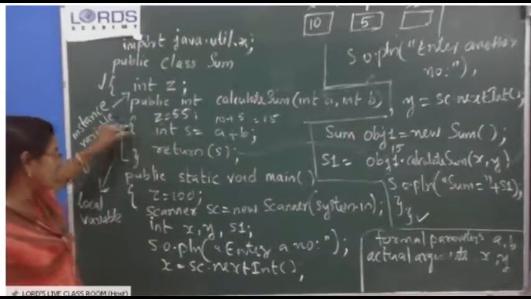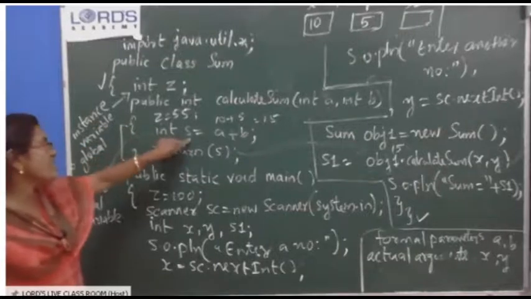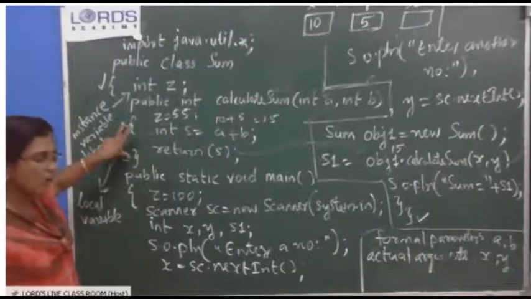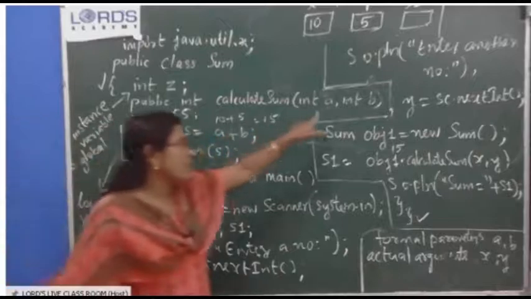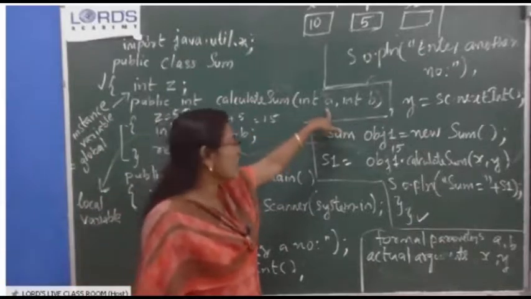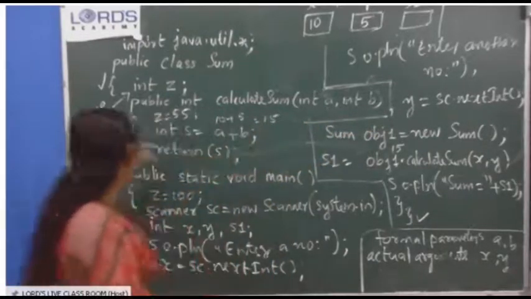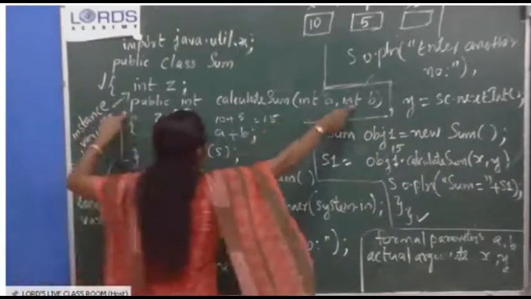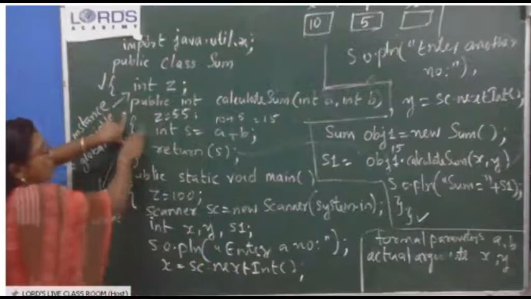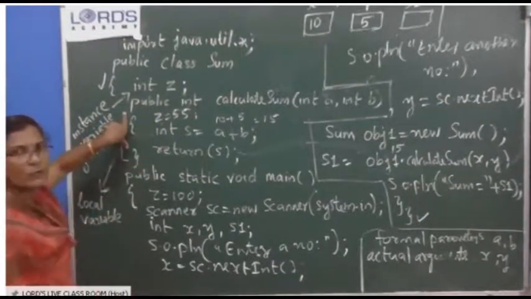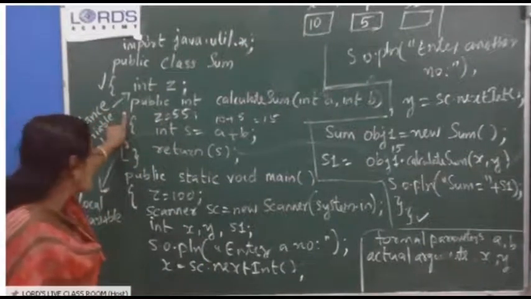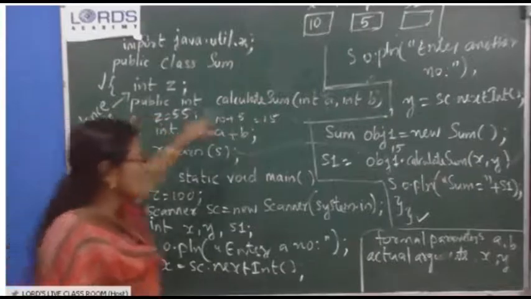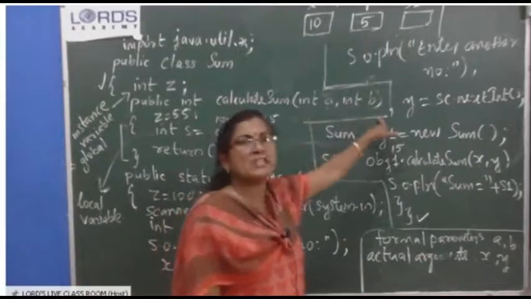S is declared within this block, so S is available only within this block. Likewise, parameters of a function, A and B, are available only within this function. You cannot refer to A and B outside of this method. So, these are the parameters of a function.